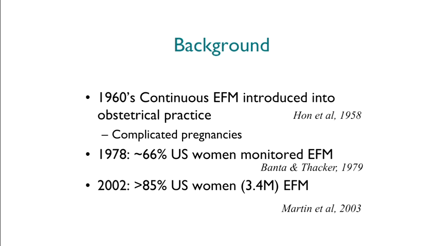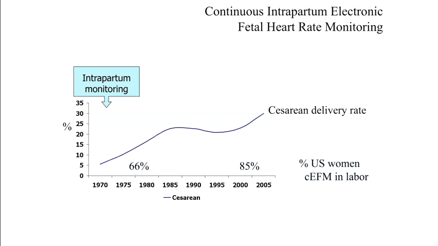If we superimpose the introduction of fetal heart rate monitoring to the rate of cesarean section over time, you can see that the cesarean section rates have increased dramatically after the introduction of intrapartum monitoring. And if we superimpose the time periods when 2/3 and most US women were being monitored, you can see that there was an uptake and an increase in the cesarean section rate following the increase in fetal heart rate monitoring.